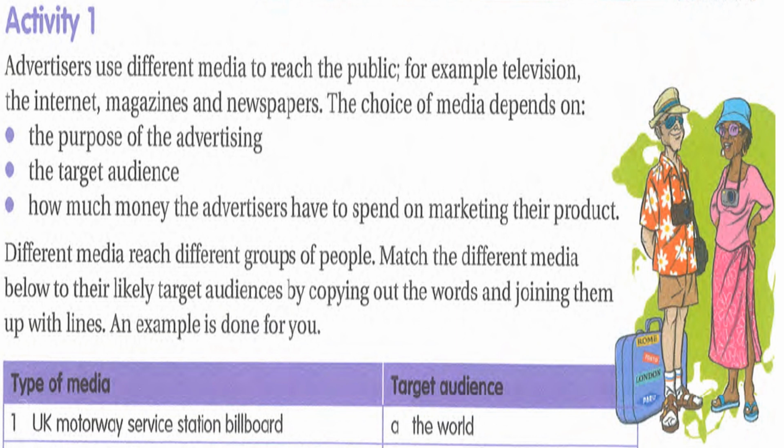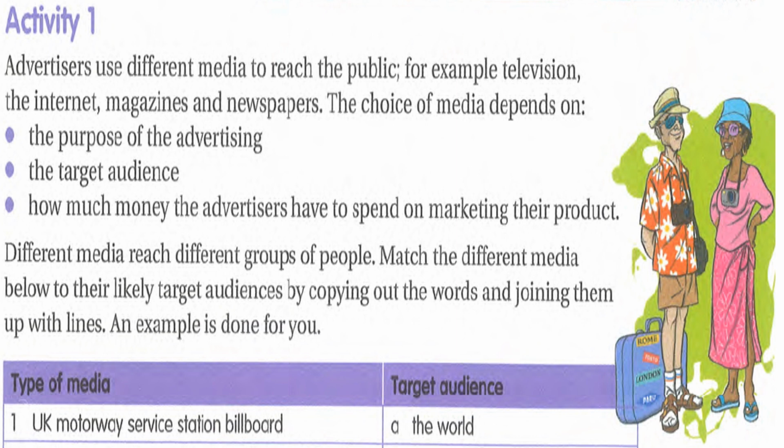So the choice of the media depends on which of the advertising media that you want to use. Is it you want to use television or internet or magazine or newspaper? It depends on the purpose of the advertising. That means the reason for the advertising. It also depends on the target audience and how much money the advertisers have to spend on marketing their product.